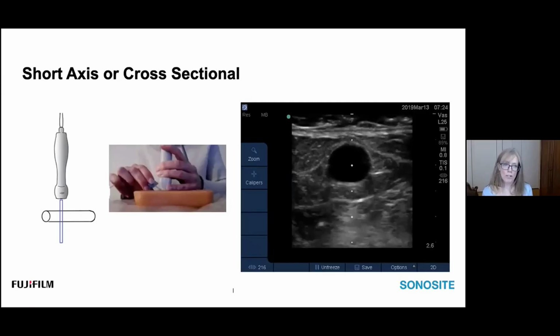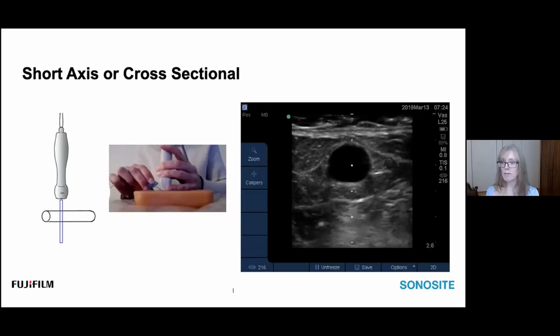When you do a short axis or cross-sectional view, I have taken the picture from the previous slides and shown how the probe looks in a cross-sectional. And once again, our lovely model is showing us how to hold the probe to get a cross-sectional view on the screen of your ultrasound machine. So she's got in her right hand the 15-gauge needle for cannulation. In the left hand, she has the probe.